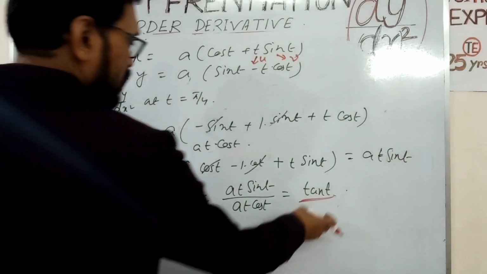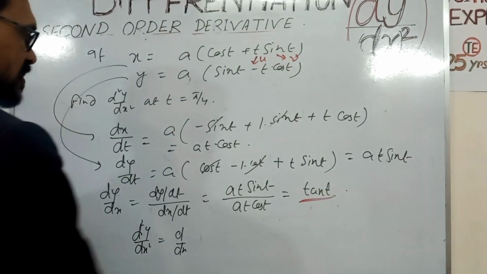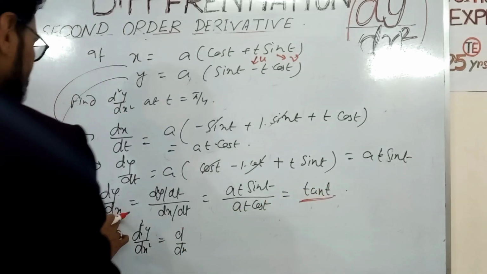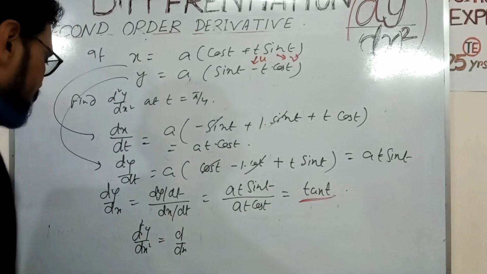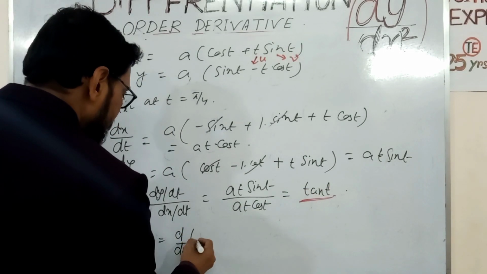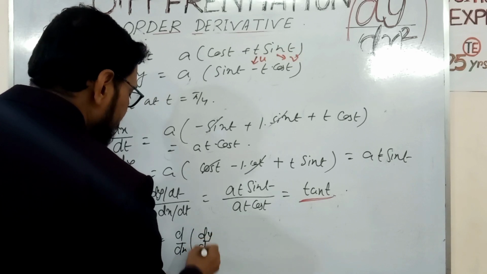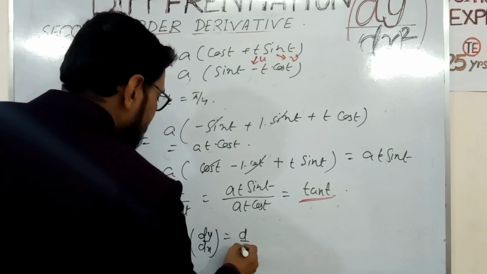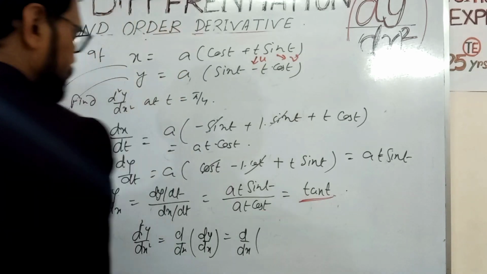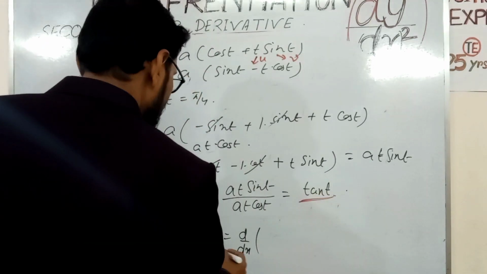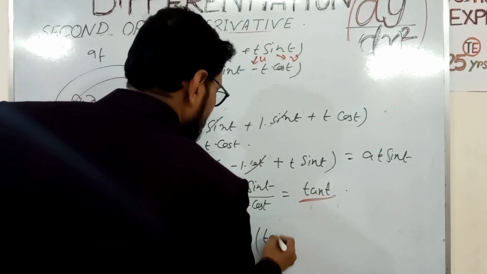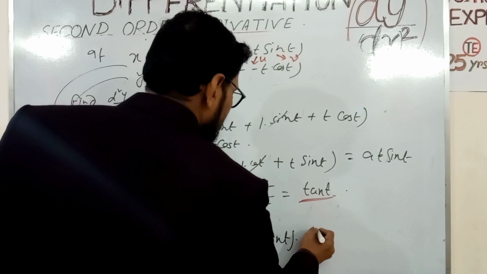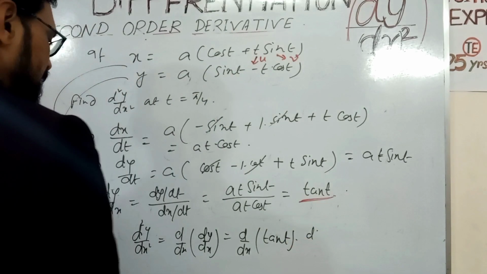d2y by dx square is not sec square t, because this is in t. Here we have to differentiate with respect to x. So d2y by dx square means first we write d by dx of dy by dx, that is d by dx of 10t dy by dx, into d by dx of dy by dx.